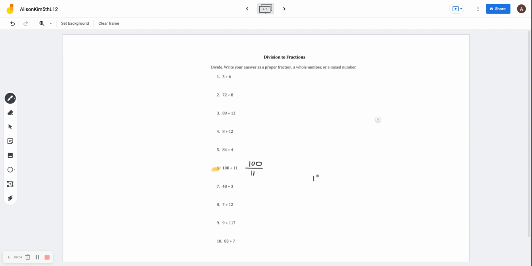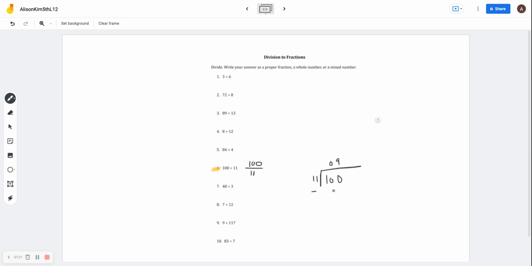So we do 11 divided into 100. 11 can't go into 10, so we're not going to put anything there. We can put a 0 if you want. I'm sorry, did I say 100 or 10? 11 can't go into 10, let me specify that. But 11 can go into 100, and it can go into 100 9 times.